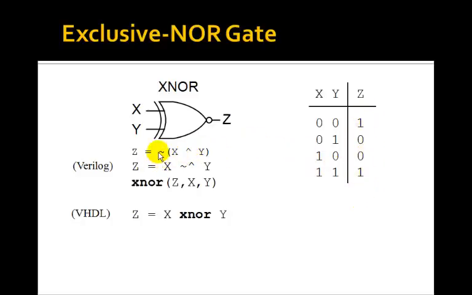In Verilog, it's just not X, using the hat for exclusive OR, Y. Or Verilog also has this funny looking symbol that has both a tilde and a hat to indicate exclusive NOR. And there's a function XNOR with output Z and inputs X and Y. In VHDL, again, you have to type out the entire word XNOR.